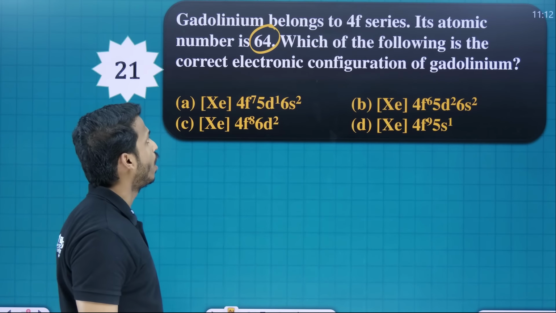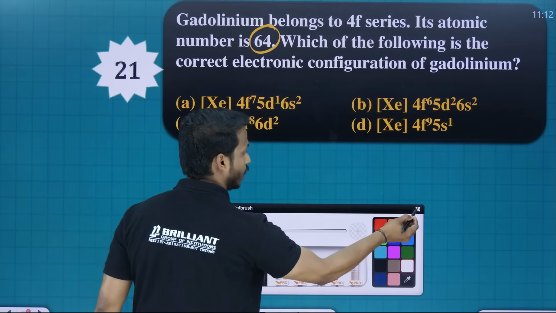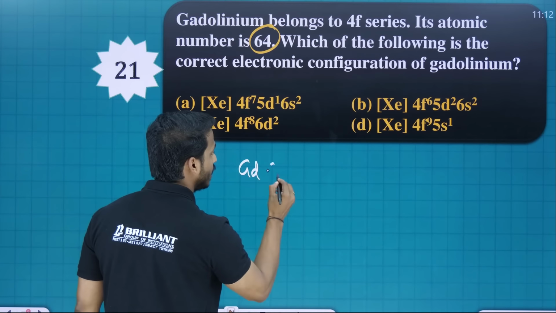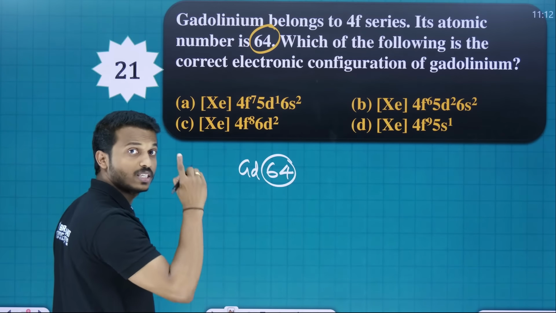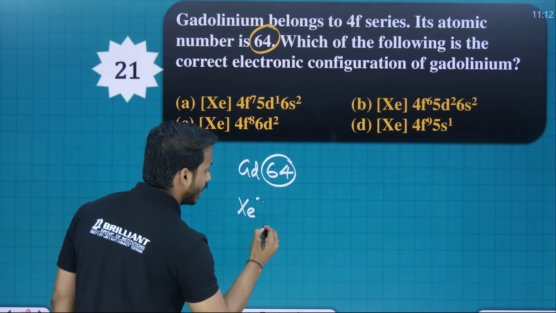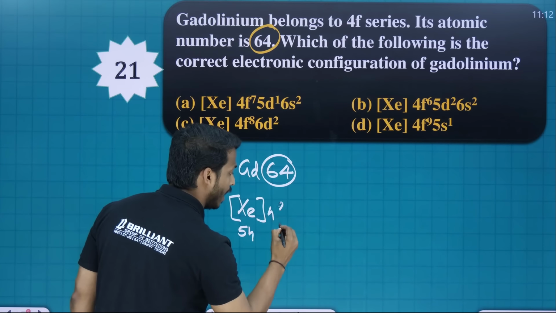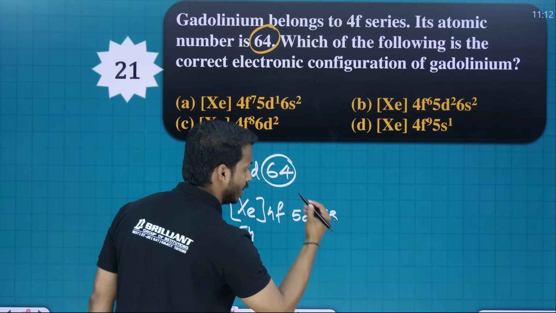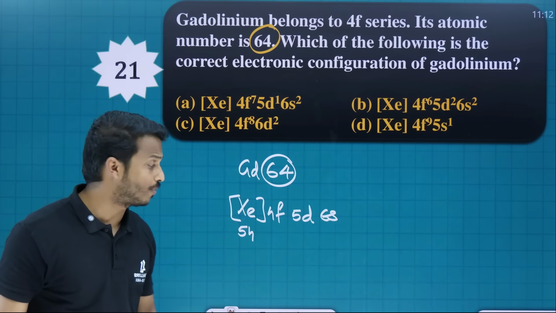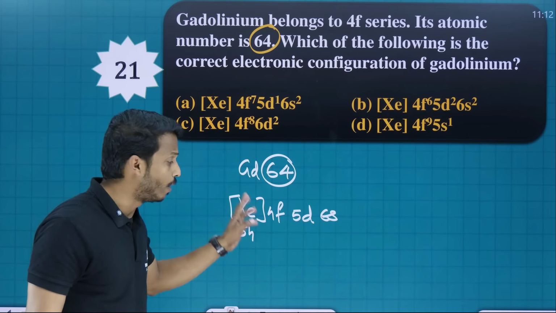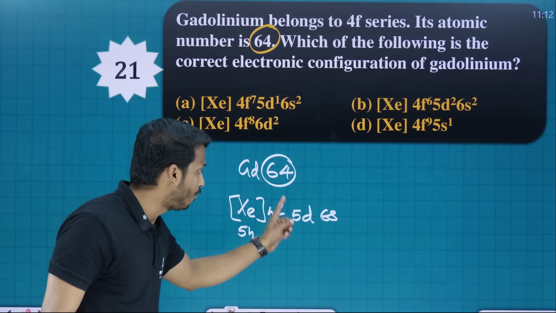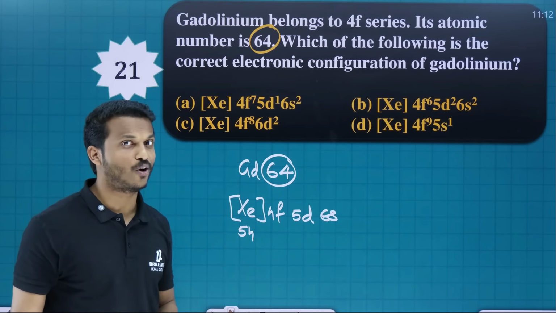Question 21. Gadolinium belongs to the 4f series. Atomic number is 64. What is the correct electronic configuration? Here, gadolinium 64, we can use the xenon configuration. What is the atomic number of xenon? 54. What are the other 3 orbitals? We have 4f, 5d and 6s. After xenon 54, what are the orbitals we have? 4f, 5d, 6s.